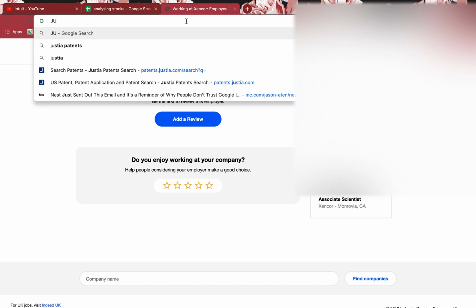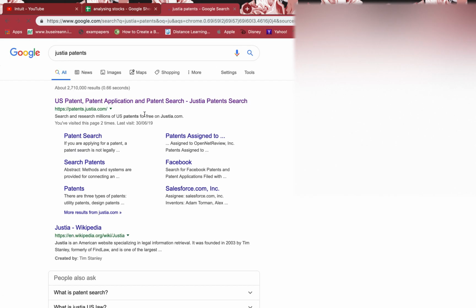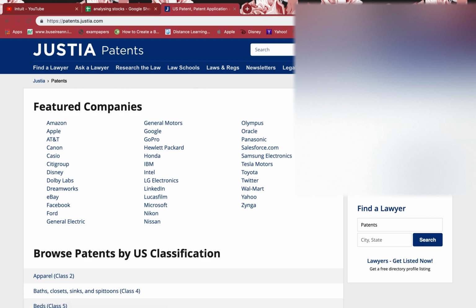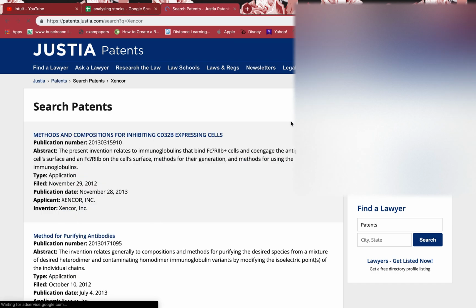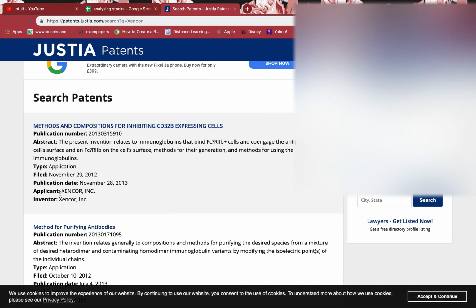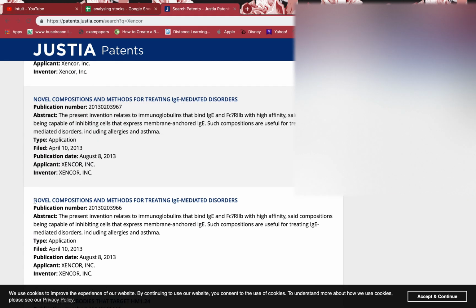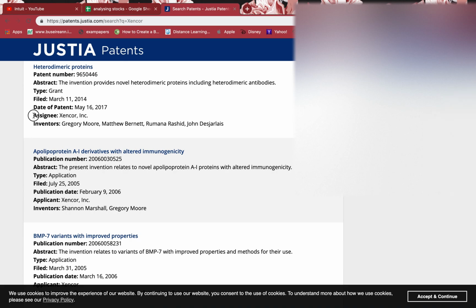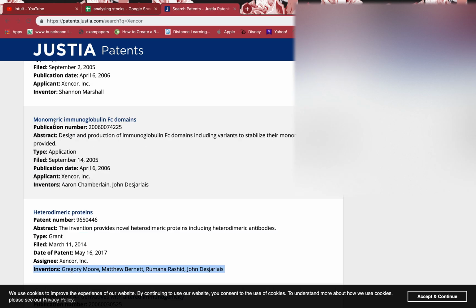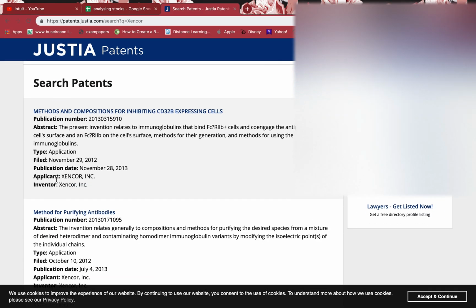So Justia Patents, that's a website for patents. It's good to see if some firm has a patent. You just type in the name in the search bar and click enter. And I'm just interested in applicant and assignee, because these are people who have the full rights of the patent. I'm not interested in inventors, because these are people that have invented it, but they don't have the rights of the patents. So just applicant and assignee.